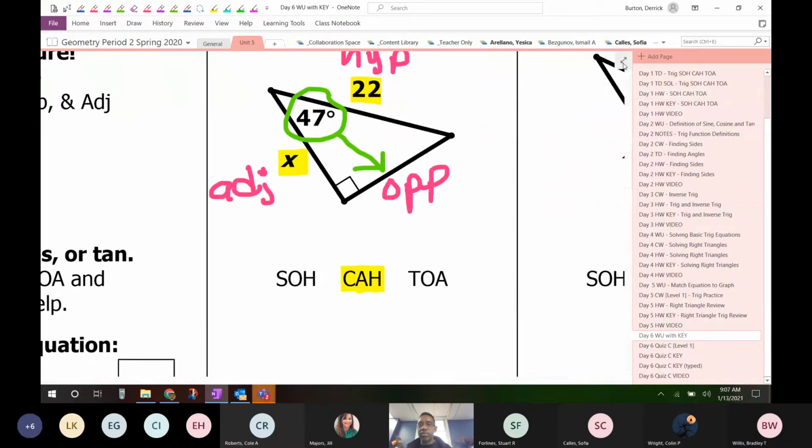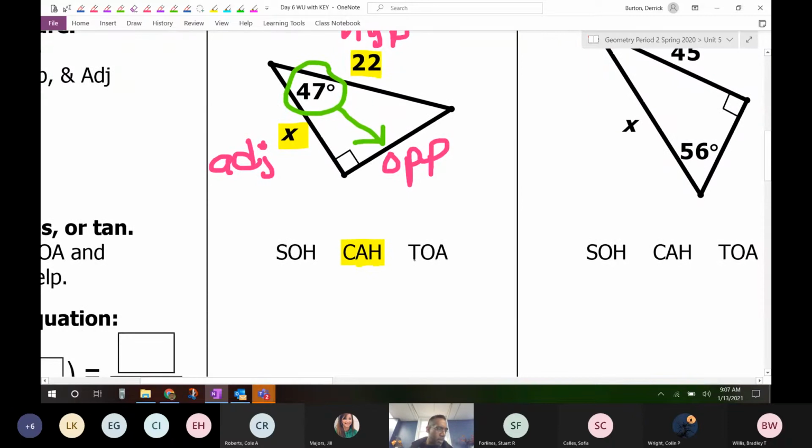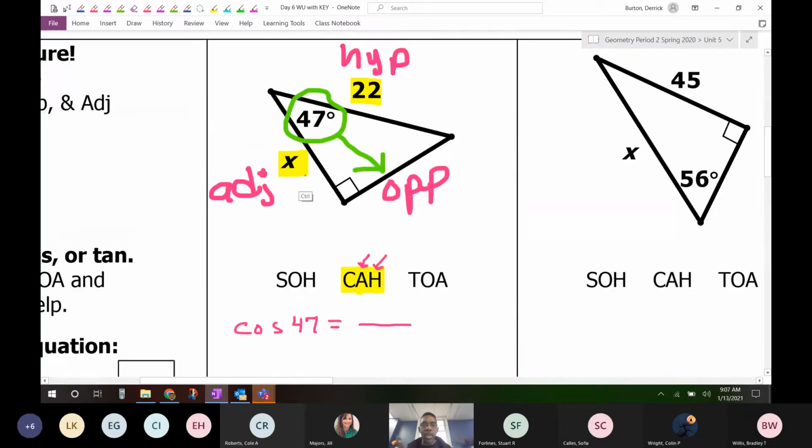So I'm going to say, okay, I'm going to say cosine of 47 is equal to, and then we've got adjacent over hypotenuse. So that's going to be x over 22. So that is the setup. When the variable is in the numerator, in the top, that is when you multiply. So we are going to multiply both sides by 22 like this.